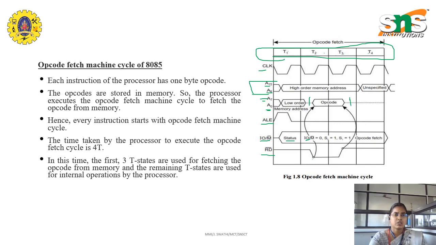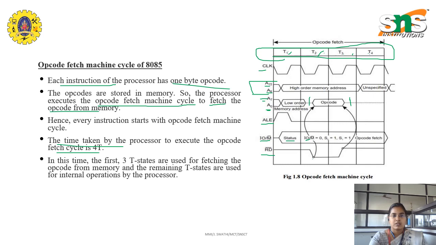Okay, so we can see the opcode fetch machine cycle of 8085. Each instruction of the processor has a 1 byte opcode, right? The opcodes are stored in the memory. So the processor executes the opcode fetch machine cycle to fetch the opcode from the memory. So what is the main purpose? To fetch the opcode from the memory. Every instruction starts with an opcode fetch machine cycle. The time taken by the processor to execute the opcode fetch cycle is 4T. So you can see here T1, T2, T3, T4.